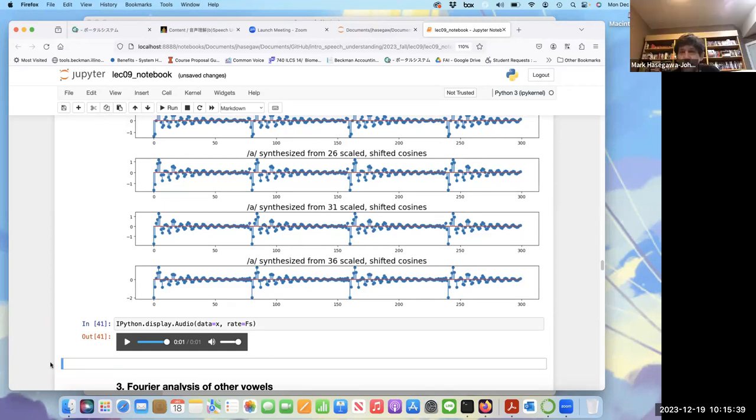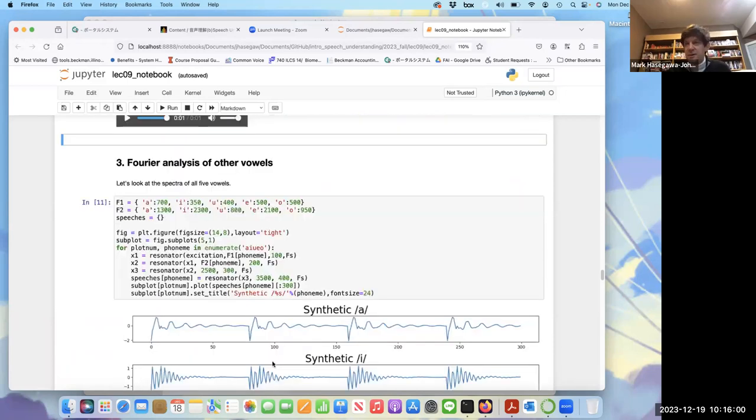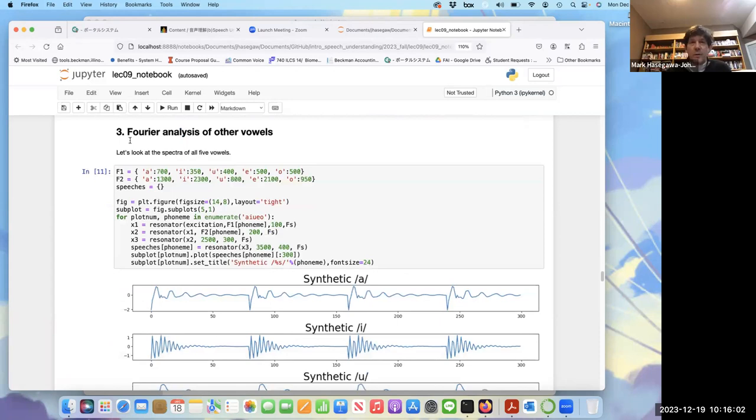So the point of this is really to understand that we can see the effect of those resonant frequencies, 700 hertz, 1300 hertz. We can find out what those amplitudes are. We can find out what those formant frequencies are by looking at the FFT. And so this allows us now to do speech recognition. What I want to do in section three is to start doing automatic speech recognition.